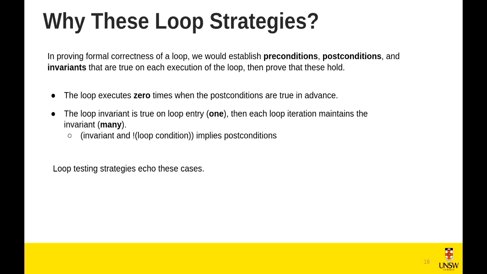Actually, as you can see, our loop testing strategies, the choices about these numbers echo these cases of how we verify or analyze preconditions, postconditions, or loop invariants. So this is why we use 0, 1, 2. 1 and 2 help with checking invariants, and 0 helps to check postconditions. This is the rationale of why we use these numbers for loop testing.